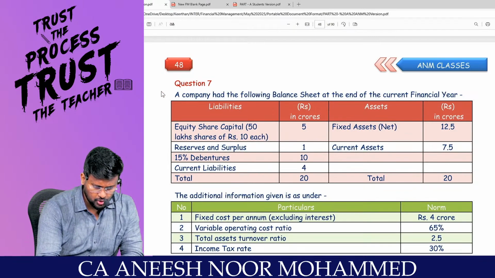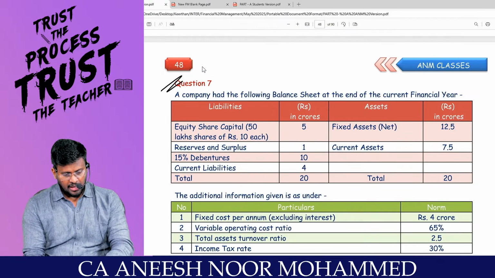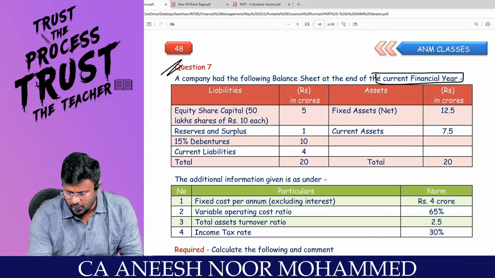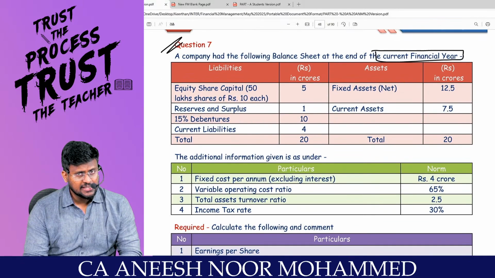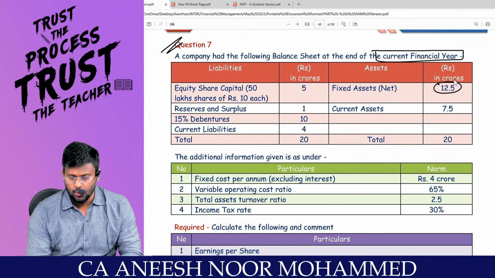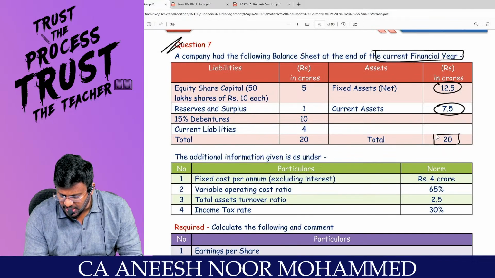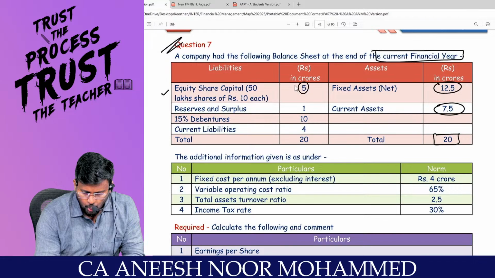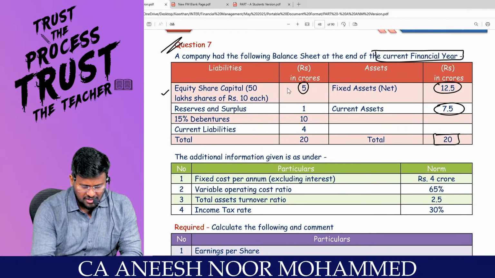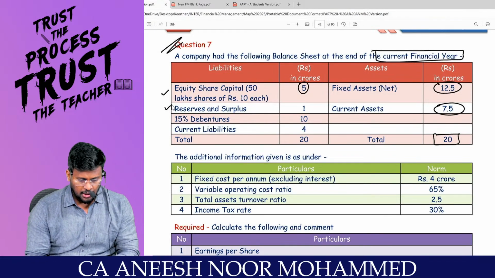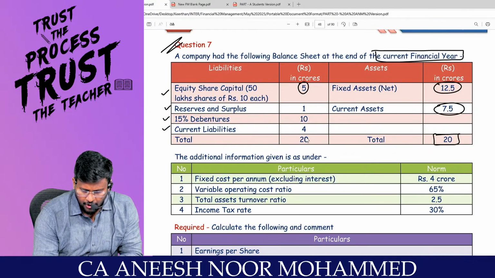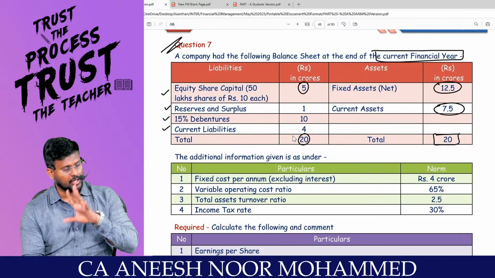We are going to solve question number 7. A company had the following balance sheet at the end of the current financial year. Fixed asset net 12.5 crores, whereas current asset is 7.5 crores. Total asset is 20 crores. Equity share capital total 5 crores. Reserves and surplus 1 crore. 15% debenture 10 crore. And current liability 4 crore. Total comes to 20 crores.